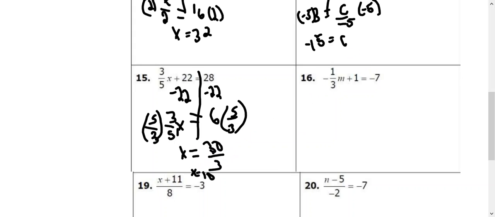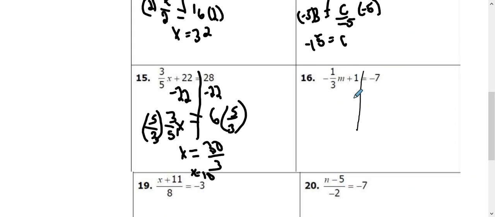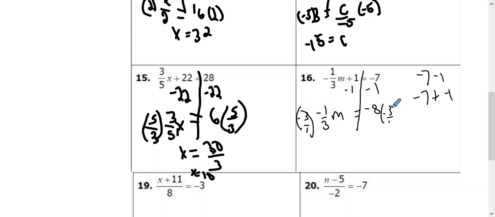Okay, next one. I'm going to make my line a little bit smaller so it's a little bit easier. You have a plus 1, so you're going to subtract 1 from both sides. Ooh, negative 7 minus 1 is like negative 7 plus negative 1. So you have two negatives, so you're going to add them, and you're going to get negative 8 equals negative 1/3 m. Again, you need to multiply by its reciprocal, which would be negative 3 over 1, which will just be m equals 24.